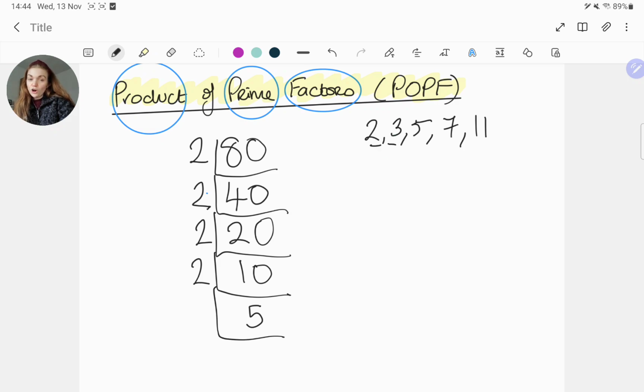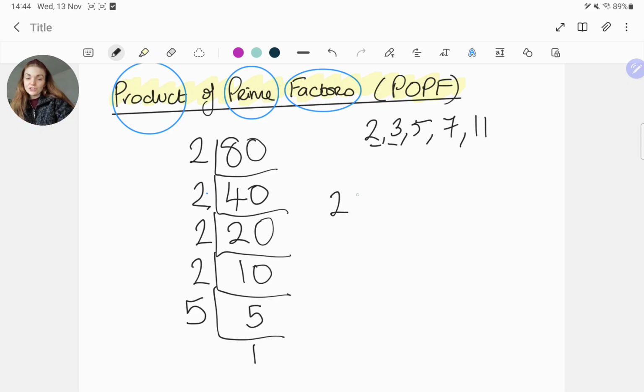3 doesn't go because we always work in the order of the prime numbers. We can't skip prime numbers. So you exhaust the number till it can't go in any more times, and then you try the next prime number. After 2 would be 3. 3 doesn't divide evenly into 5, so I can't use it. So then I move on to the next prime number, which is 5, and 5 does divide evenly into 5. 5 goes into 5 once, and I always preach 1 and done.